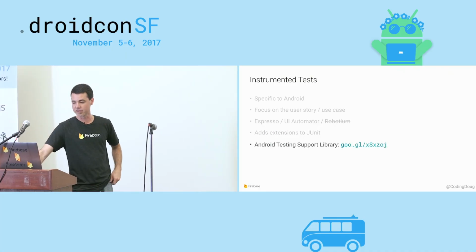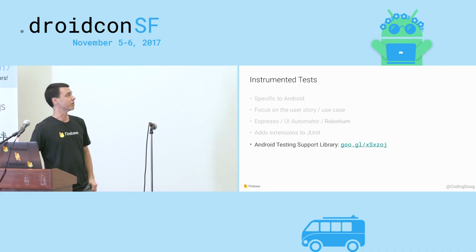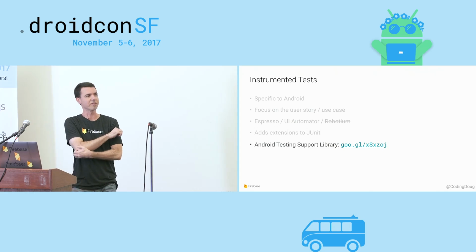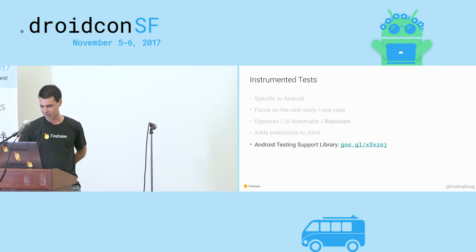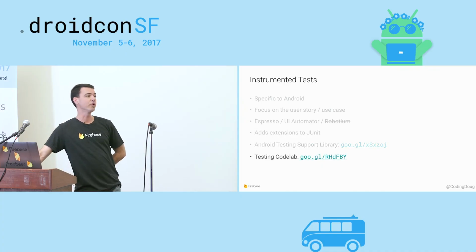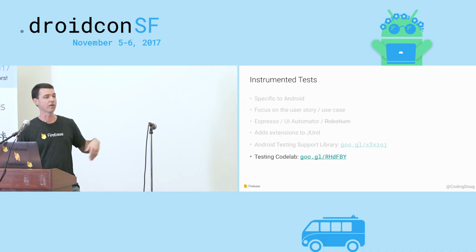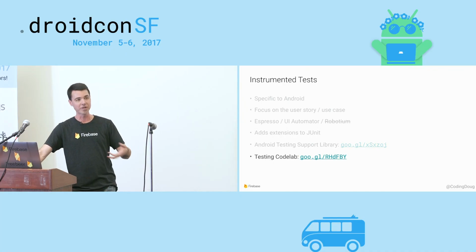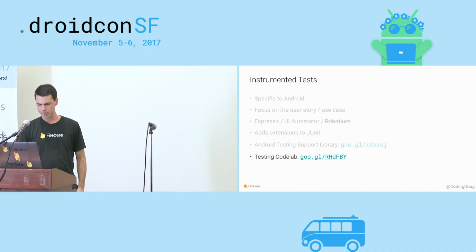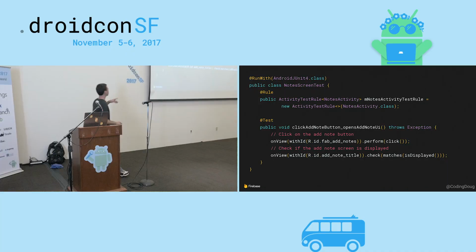And if you haven't used the Android testing support library yet, please go do that. I think they just released version 3.0.1, and it contains some rather significant performance and usability benefits. And there's a code lab as well. So if you're new to Android testing at all, I recommend doing the code lab. It'll walk you through the creation of an app and unit tests for it. Now, does this look familiar to anyone?